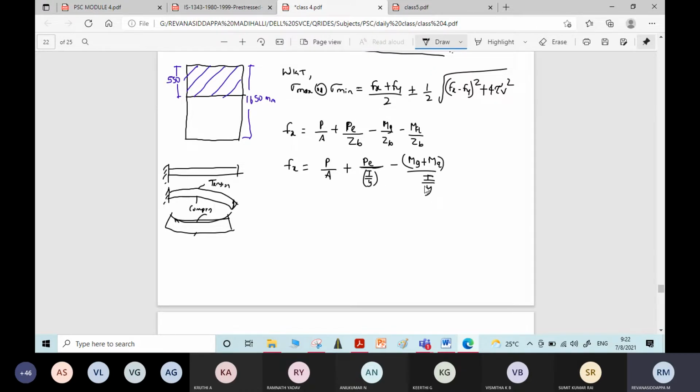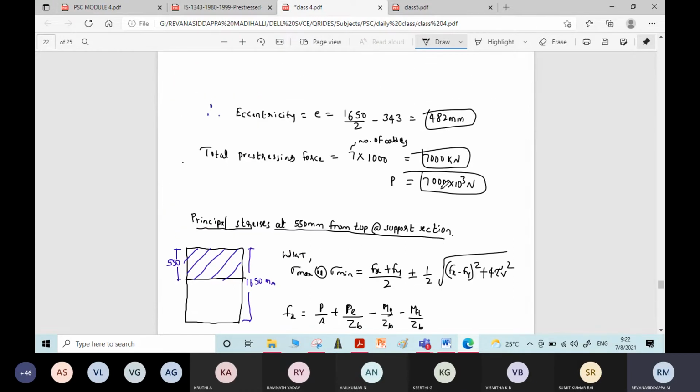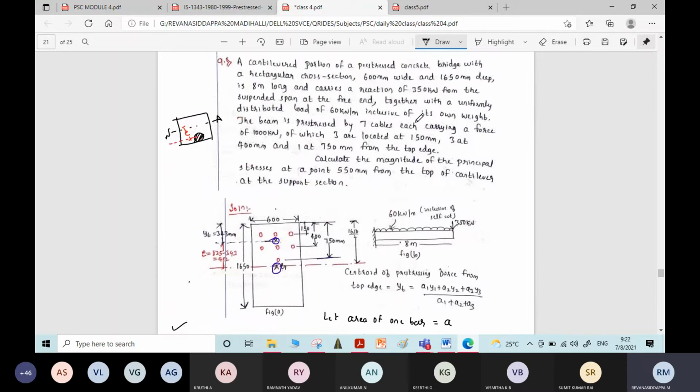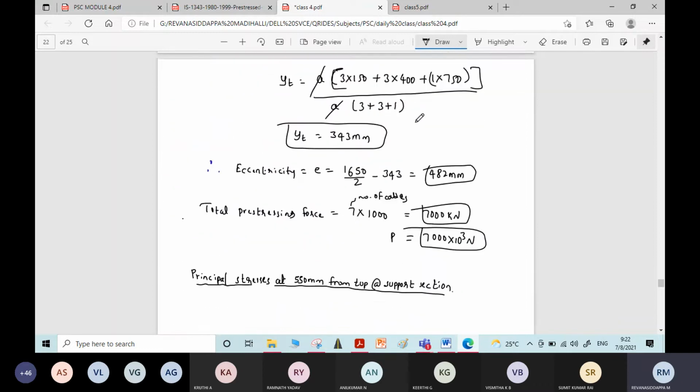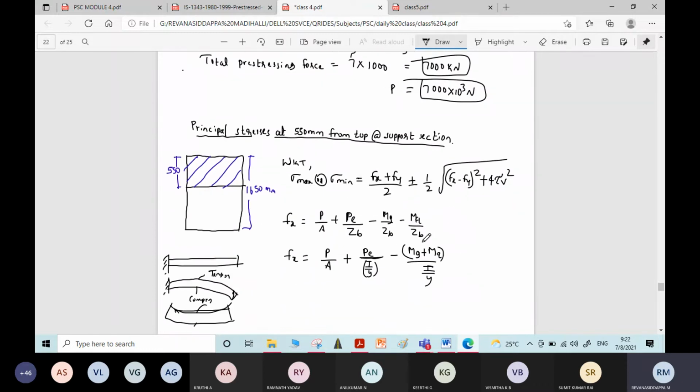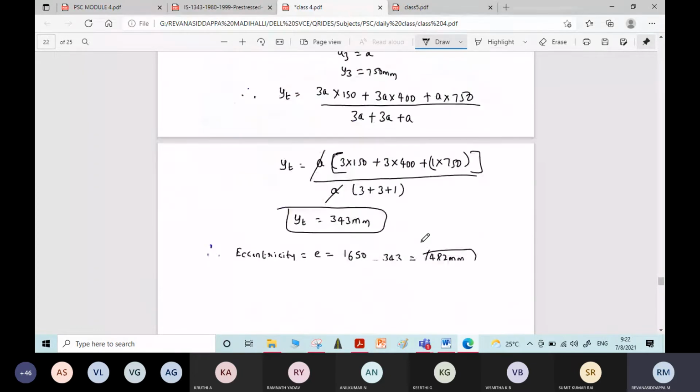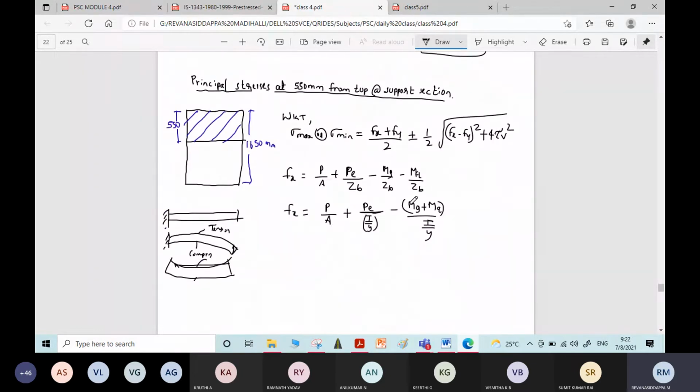Now whatever the load given, the live load given, it is inclusive of dead weight. That is why, if you find the moment due to that UDL, you will get the moment due to dead load plus live load inclusive. That is why I have merged these two equations, and for Z, I have written I by Y. Okay.